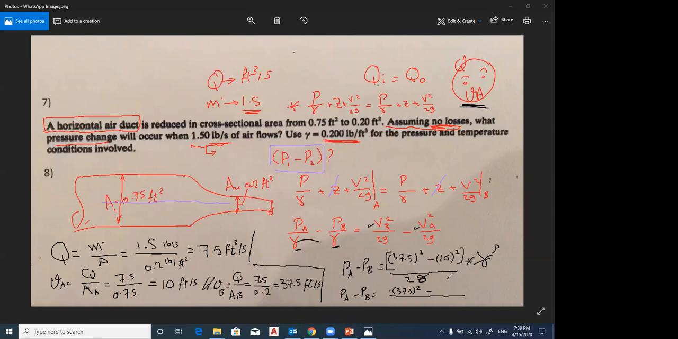Gamma is rho G, correct? Cancel G with G, remaining is rho. Means 10 squared divided by 2, all times 0.2. Now we can get BA minus BB, and the unit for this one is pound per feet square.